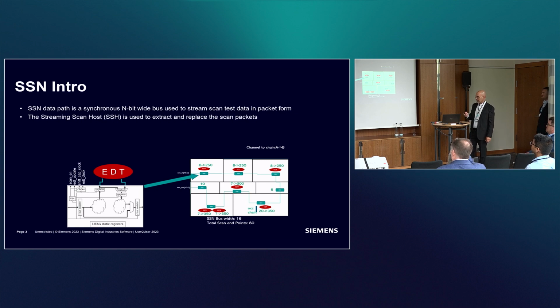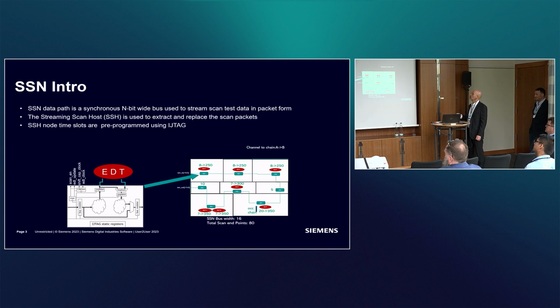What we're actually adding into the design is the SSH, which is the streaming scan host, that is used to extract and replace the scan packets and to make sure that we're managing correctly. Here, this is the SSH itself. As you can see, we have the streaming input of the bus, and what the SSH is doing is synchronizing and replacing the data that is coming from the bus into the EDT, and then doing all the shifting of the data, and then taking out the data in order to test it. This ability is done by the SSH. That's one of the IPs that we're adding.